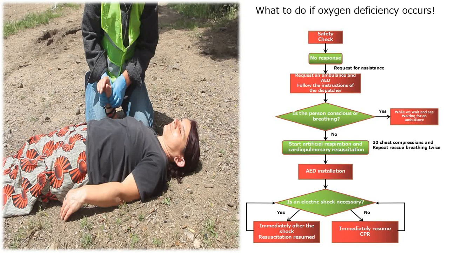If the victim is conscious and breathing, wait for an ambulance while checking for any sudden changes in the victim's condition. If the victim is not conscious or breathing, perform artificial respiration and CPR. 30 chest compressions and 2 breaths should be repeated. If backup personnel are present, take measures to keep hazardous areas off limits to prevent secondary injuries. Oxygen deficiency is a time-sensitive situation. It is important to remain calm and act quickly.